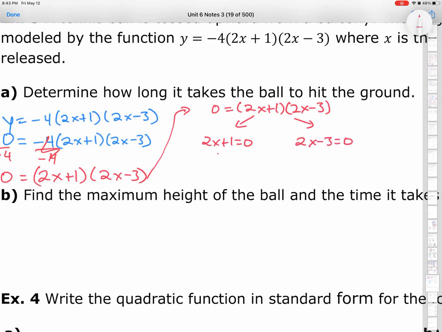And then solving each one, we subtract 1 here. 2x equals -1, divide by 2. We see that x is -1/2.